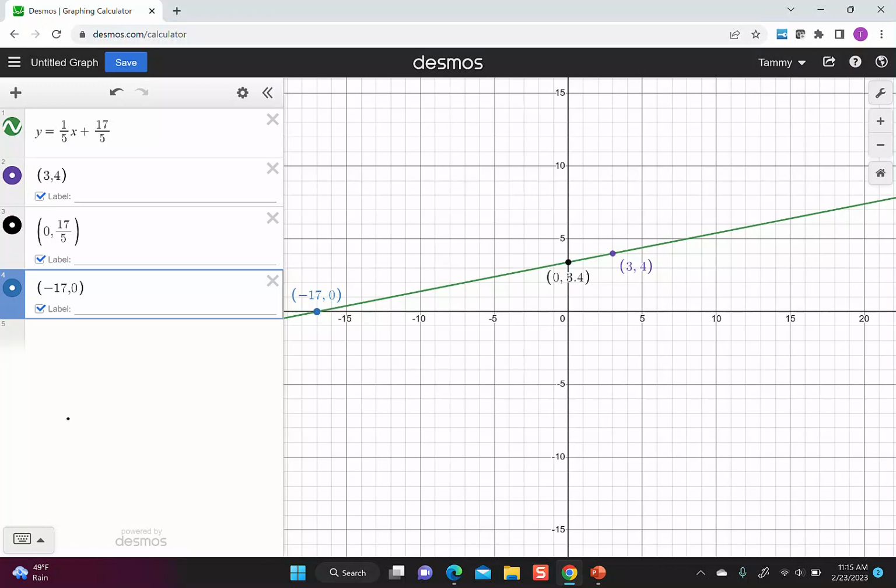I hope this helps you understand how to write equations in point-slope form, and I hope you also see that once we're in point-slope, we're going to go back to slope-intercept to get more information and be able to graph really easily.